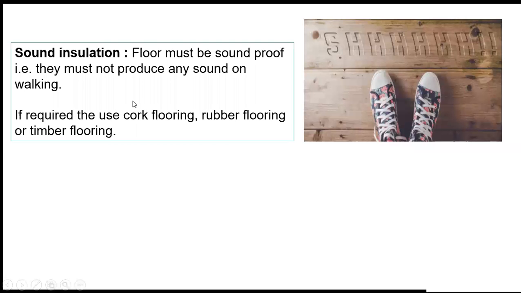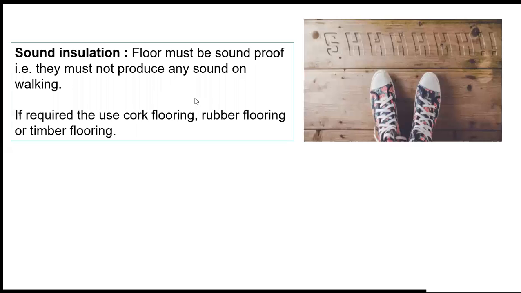Now, from this figure, you will be watching that this is a picture of a wooden floor. Now, a wooden floor may be of different types. An important parameter is that whatever the type of floor, it must have the property of sound insulation. That means definitely a little bit of sound will be there when people walk, but that should not be such that it creates noise. So the floor must be soundproof.